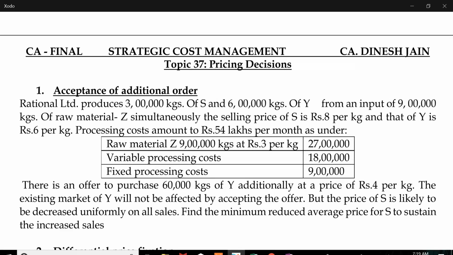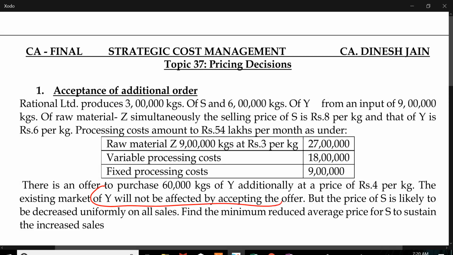What are S and Y technically called? They are joint products. Now the peculiarity of joint products is, if demand for one product increases, the demand for the other product also has to increase. Otherwise I cannot produce the product, because both the products will be manufactured together. I've got a special order for which product? Y. But the issue is they want us to calculate the price for S. They have given the order for Y, but they're asking the price for S.